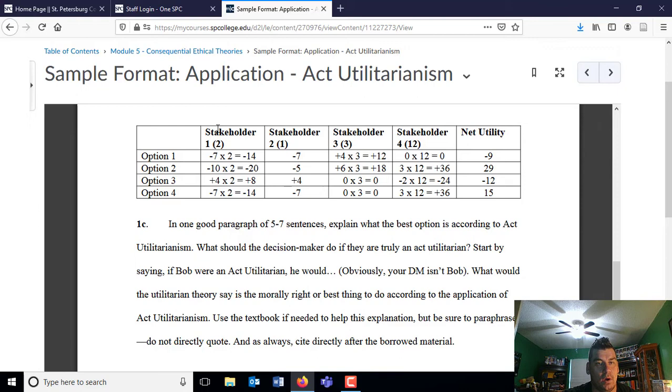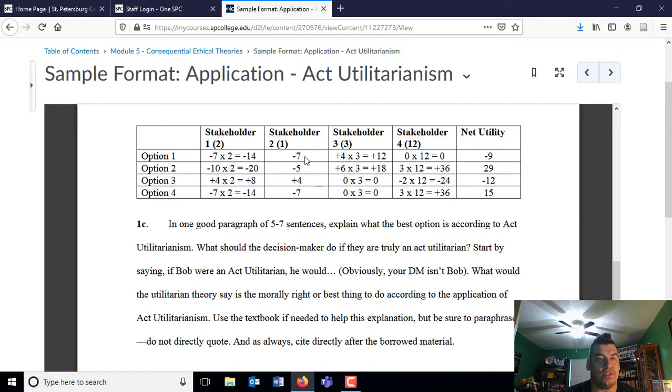So option 1 to stakeholder 1 is a -7 on that scale of +10 to -10. But there are 2 stakeholders. So -7 times 2 is -14, right? And we do that for all the options for stakeholder 1, and we go to stakeholder 2. If your stakeholder is only one person, you don't have to do the multiplication, because as we've known since elementary school, anything multiplied by 1 is itself. So it's a waste of effort, right?